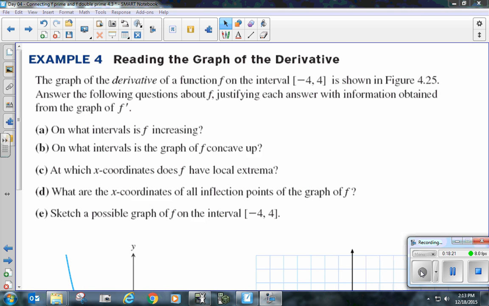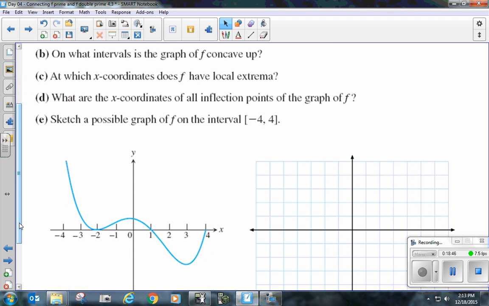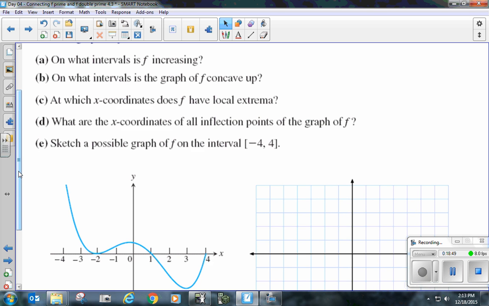Example 4 says, reading the graph of the derivative. The graph of the derivative of a function f on the interval -4 to 4 is shown right down here. Answer the following questions about f, justifying each answer with information obtained from the graph of f prime. So this is actually the derivative right here. This isn't the original function, it's the derivative. And here's where we've got to be careful, because we've got to think of that derivative, go backward to the original function, then we can kind of go forward to the second derivative.